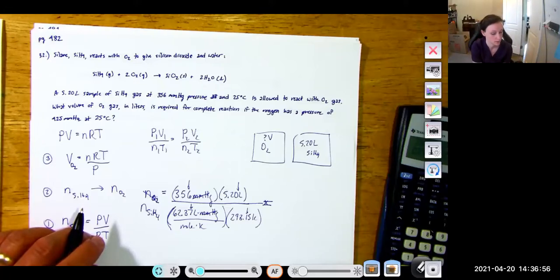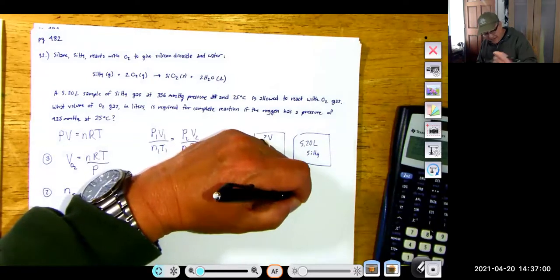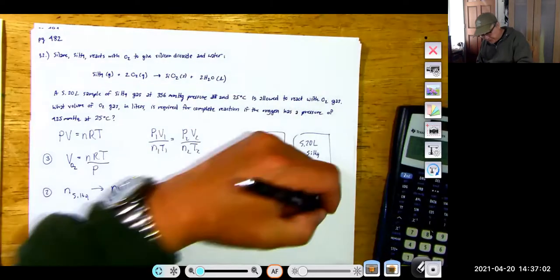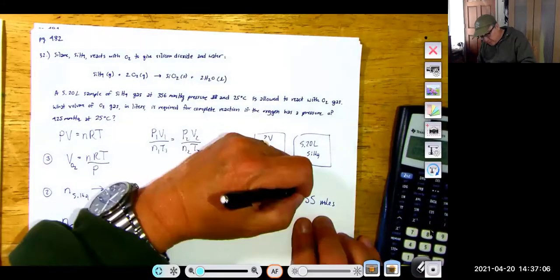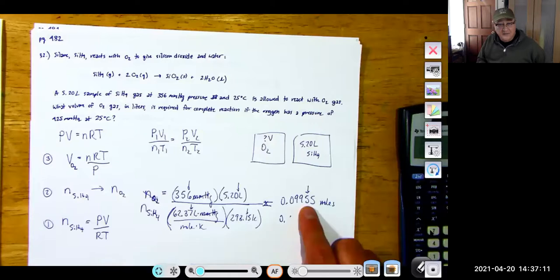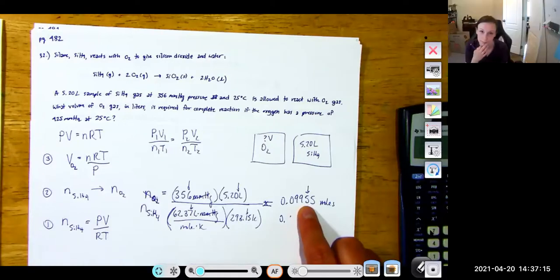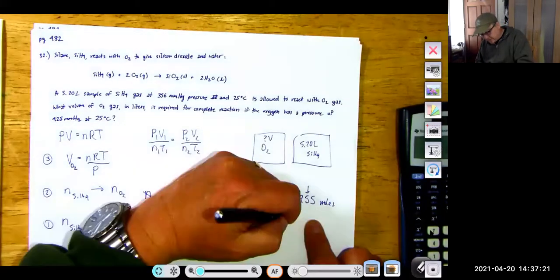0.099. Okay, 0.09955 moles. And if we rounded it to 3 sig figs, what does this 5 turn into? A 1. Turns it into a 6, right? Yeah, and then 0.0996 moles.